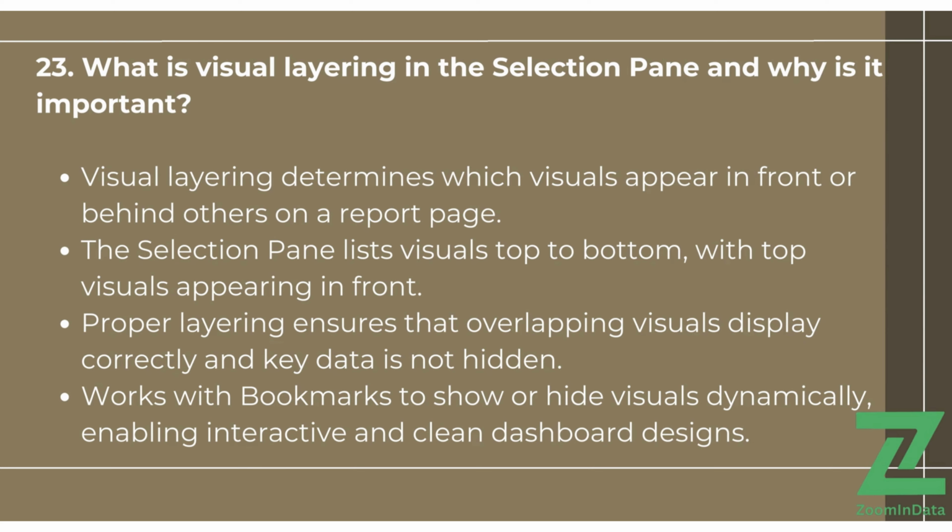23rd question. What is visual layering in the selection pane and why is it important? Visual layering determines which visuals appear in front or behind others on a report page. The selection pane lists visuals top to bottom, with top visuals appearing in front. Proper layering ensures that overlapping visuals display correctly and key data is not hidden. Works with bookmarks to show or hide visuals dynamically, enabling interactive and clean dashboard designs.